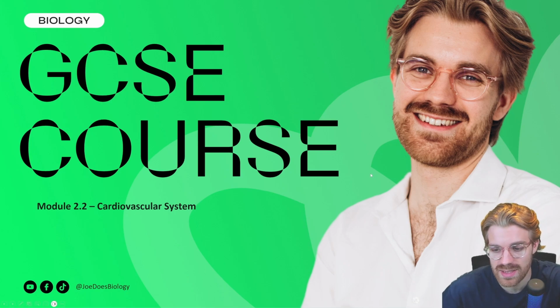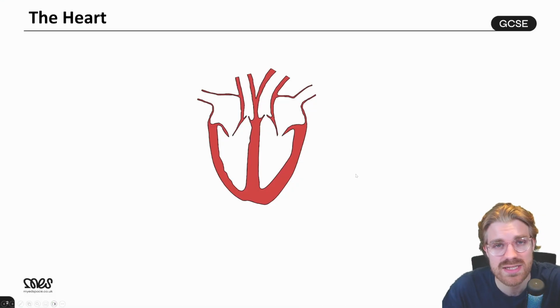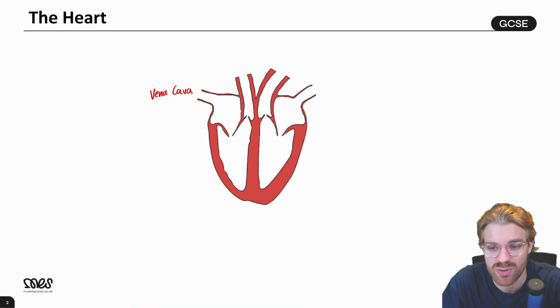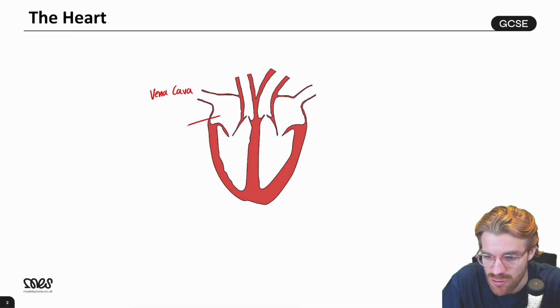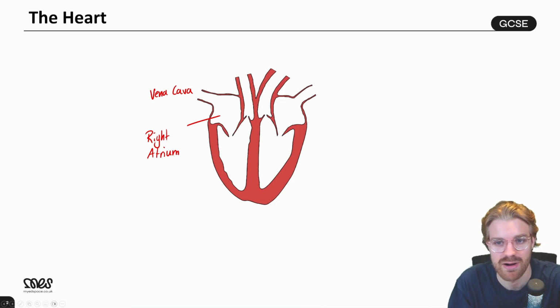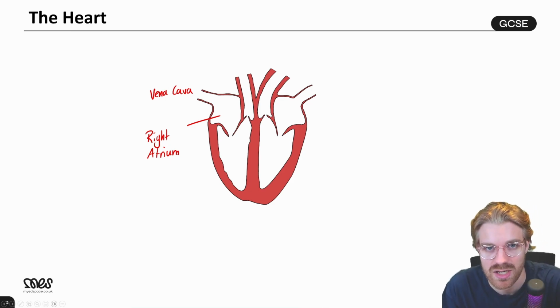We're going to start by thinking about the heart, and we need to know our major blood vessels and major chambers of the heart. We're going to start with our vena cava. Now, this is going to bring blood from the body into the right atrium. Now, remember that the sides of the heart are kind of flipped round. So in our diagram here, what's on the left-hand side is actually the right-hand side of the heart.